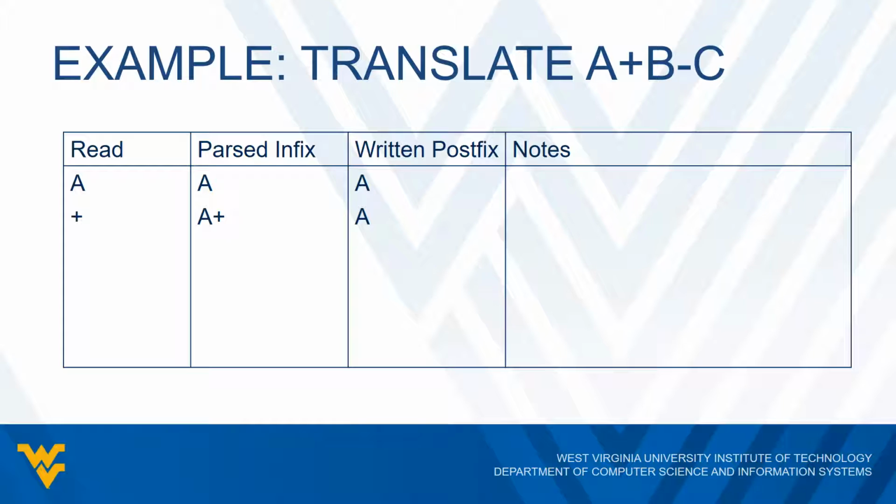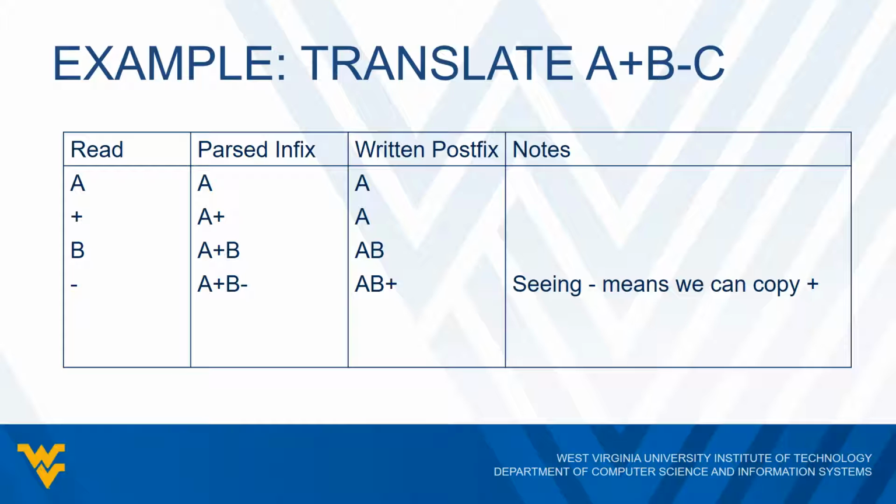the addition. We read the B, so that's an operand. We add it immediately to the postfix notation, but we can't put in the plus sign just yet because we need to know what comes next in order to determine whether we can evaluate A plus B at this point or not. We see the next symbol is the minus sign. So that means that we can evaluate the addition part at this point. So instead of evaluating, we will copy the plus symbol and put it in our postfix notation.